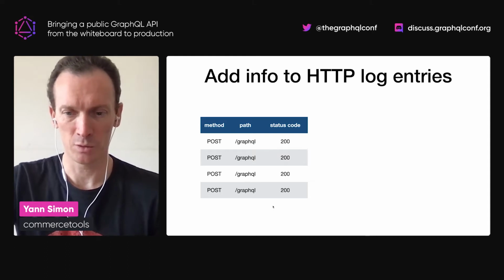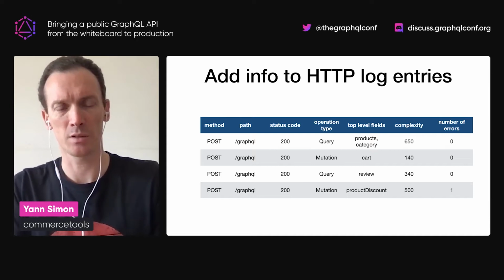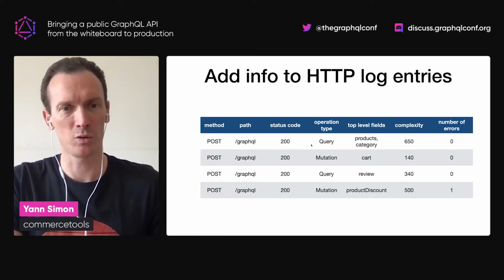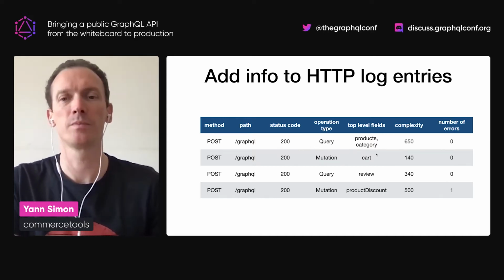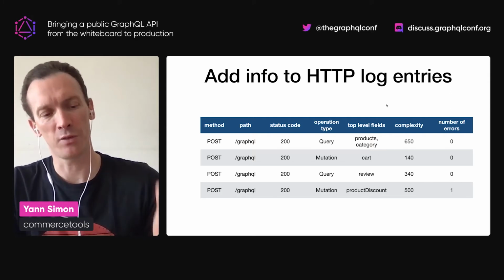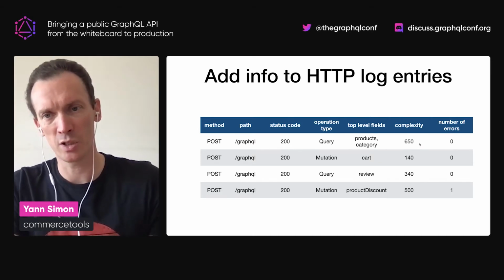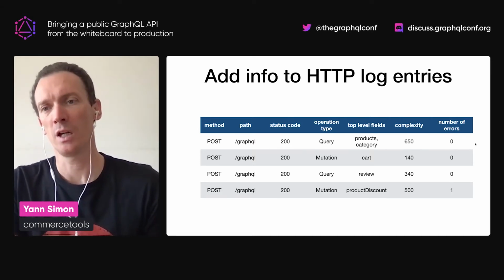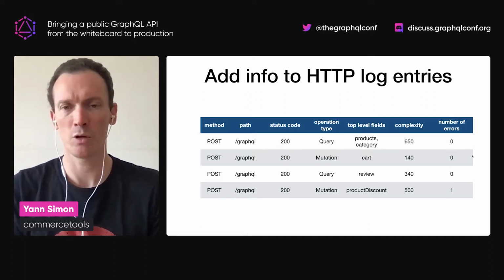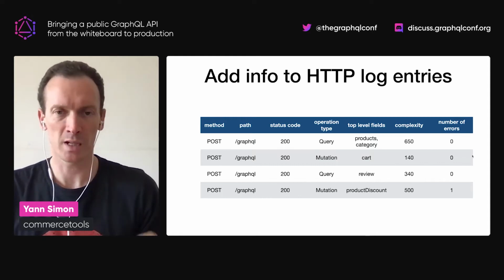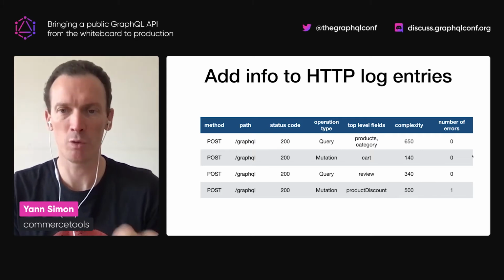So to avoid that, we have added additional information in the log entries. For example, if the operation is a query or a mutation, on which field. I introduced you to the query complexity, and we also exposed that in the HTTP logs. And we know if there were some errors or not when executing the query. So with this additional information, now we can have a look at live traffic and know what is going on.